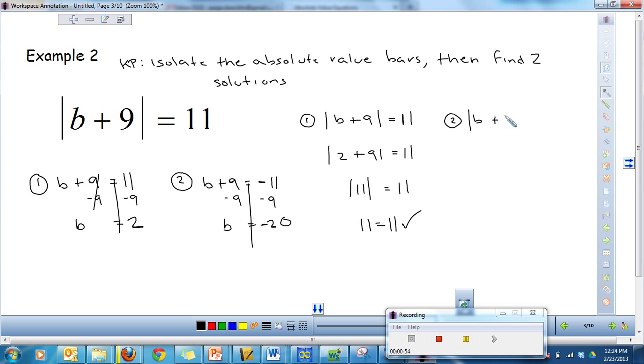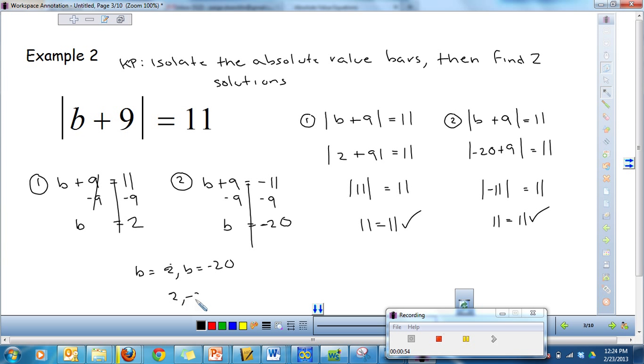Let's check our second one. We had the absolute value of b plus 9 equals 11. Let's put in negative 20. Is negative 20 plus 9 11? Well, negative 20 plus 9 gives you negative 11. And what is the absolute value of negative 11? It's 11. So we did our work right. Our solution is going to be b is 2 or b is negative 20. So I can either write b is 2 and b is negative 20, or I could write 2 comma negative 20.